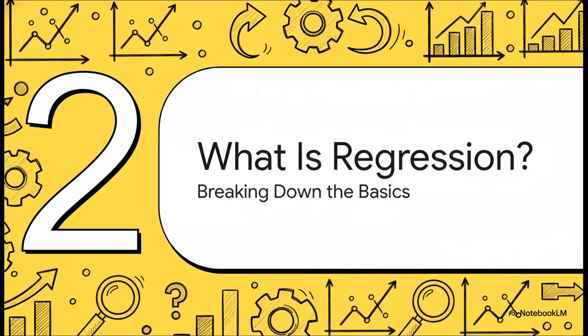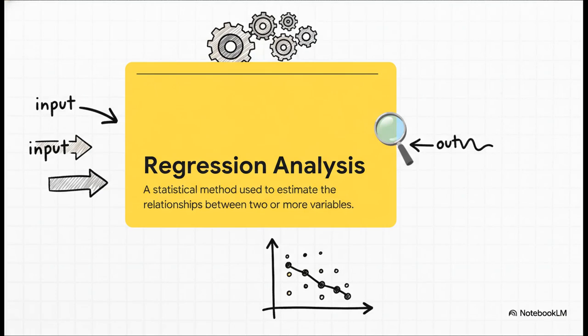Okay, so the tool that helps us answer that question is regression analysis. So let's really dive in and break down what it is and how it works, starting with the very basics. At its heart, regression analysis is really just a way to understand how different things influence each other. It helps us put a number on it, to figure out mathematically how a change in one thing is related to a change in another.